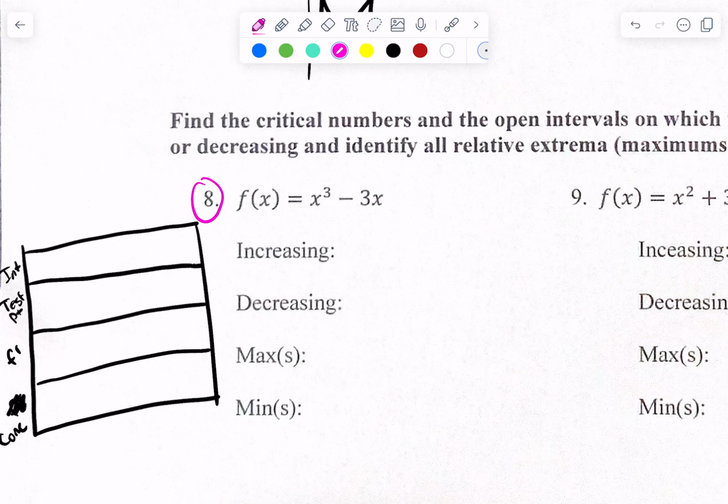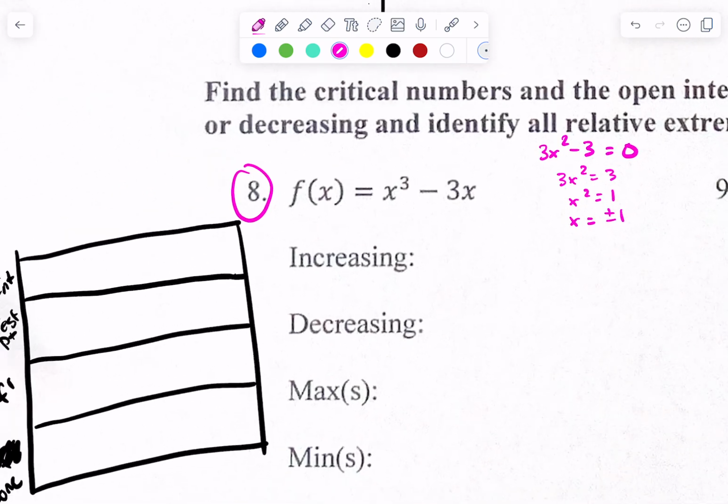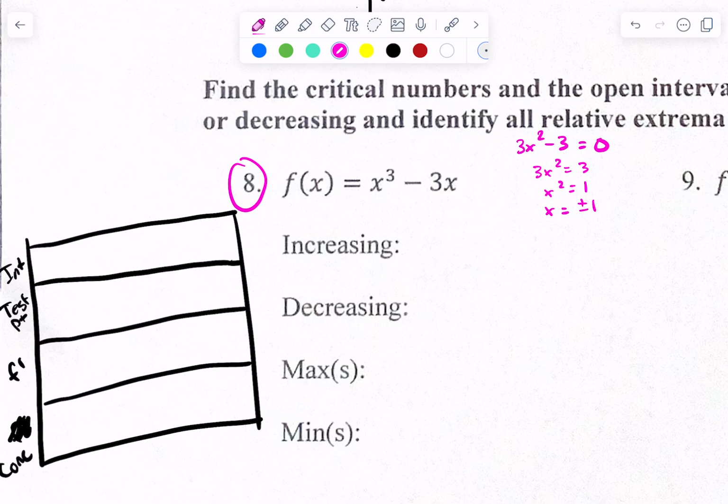Find our critical numbers, right? So how do we do that? Set the derivative equal to 0. What's the derivative? 3x squared minus 3 equals 0. Add the 3 over. 3x squared equals 3, divided by 3. x squared equals 1. x equals plus or minus 1. So how many test intervals am I going to have? 3, right? We're going from negative infinity to negative 1, negative 1 to 1, and 1 to infinity.